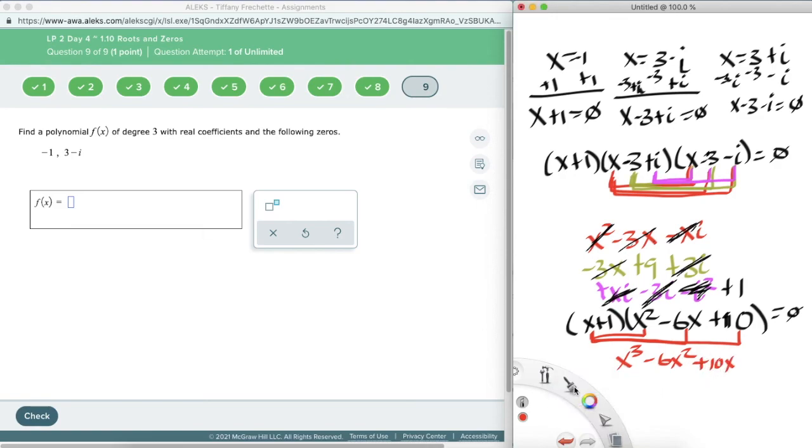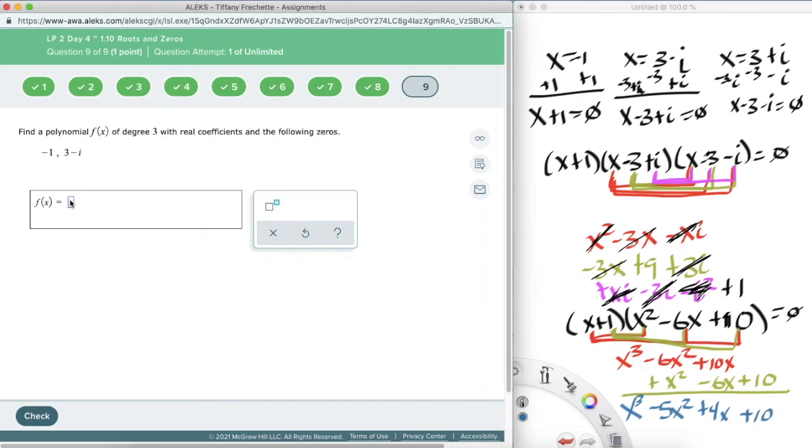1 times x squared is x squared. I'm even lining these up here. It's positive x squared. 1 times negative 6 is negative 6x. 1 times 10 is plus 10. So now I'm just going to add. I lined them up nice and neatly, so I can just add straight down. So x cubed, and then negative 6 plus 1, that's negative 5x squared. 10 minus 6 is going to be 4x, plus 10. So this is the equation they want us to write out with a degree of 3: x cubed minus 5x squared plus 4x plus 10. All right.